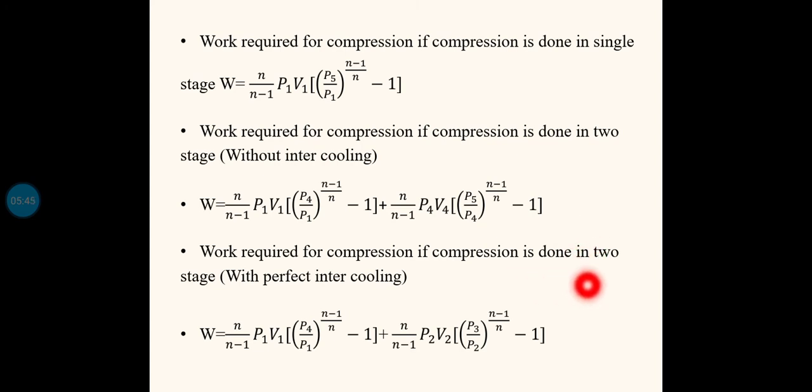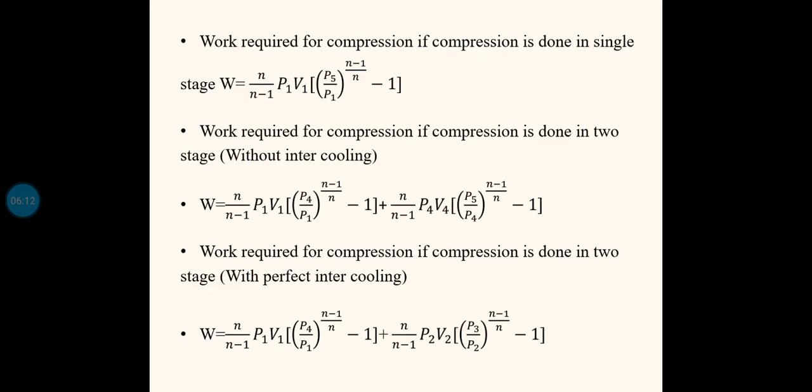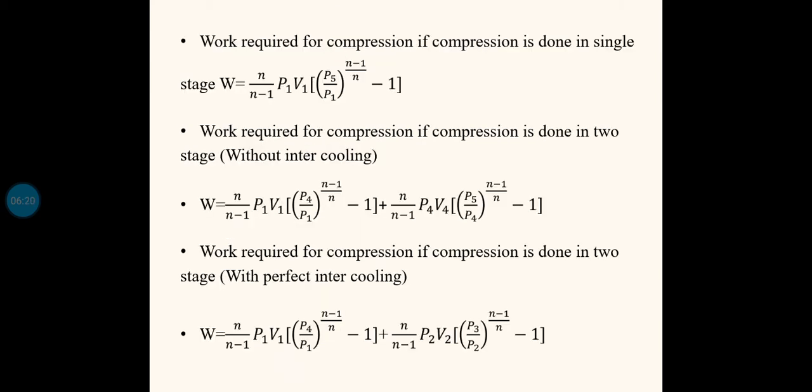So n by n minus 1 P2 V2 into P3 by P2. See the final compression pressure is P3. So initially it is P2, P3 by P2 raised to n minus 1 by n, minus 1. That is the equation. Now in this equation we know that here intercooling process takes place at constant pressure, P4 equal to P2. So P4 equal to P2, and I have assumed that the intercooling is perfect. That means T1 equal to T2. Here you can see T1 equal to T2. That is what is the meaning of perfect intercooling, and P4 equal to P2. These two I am going to substitute in this equation.